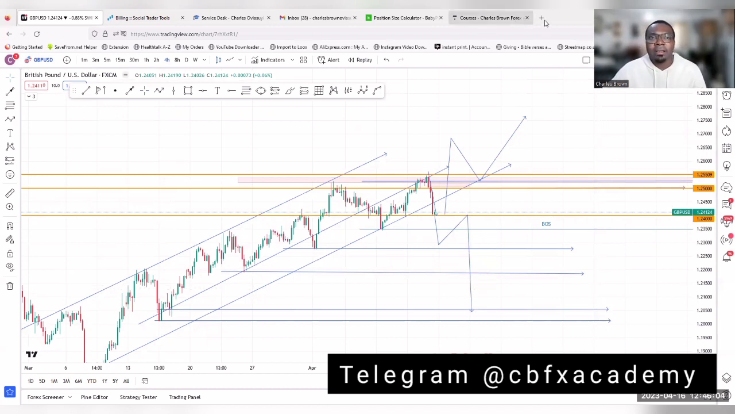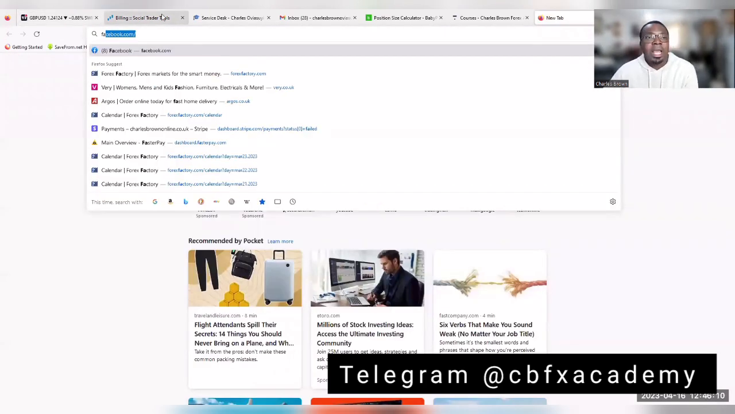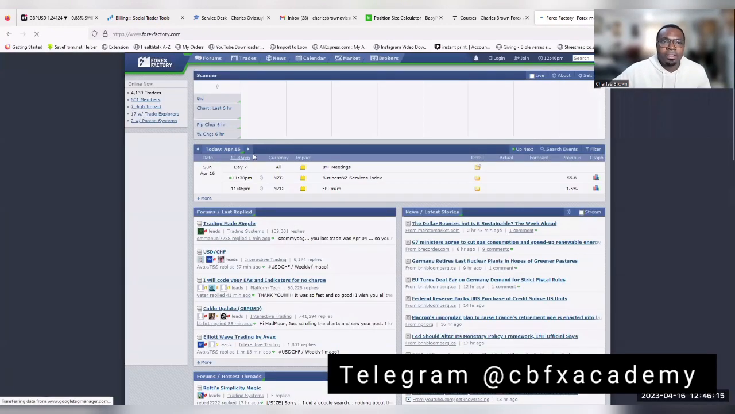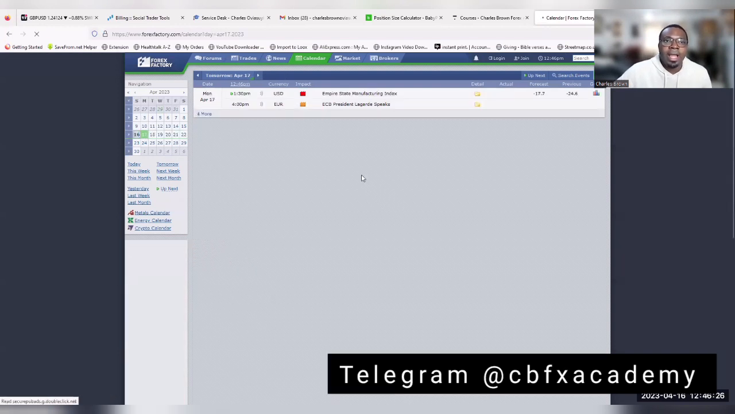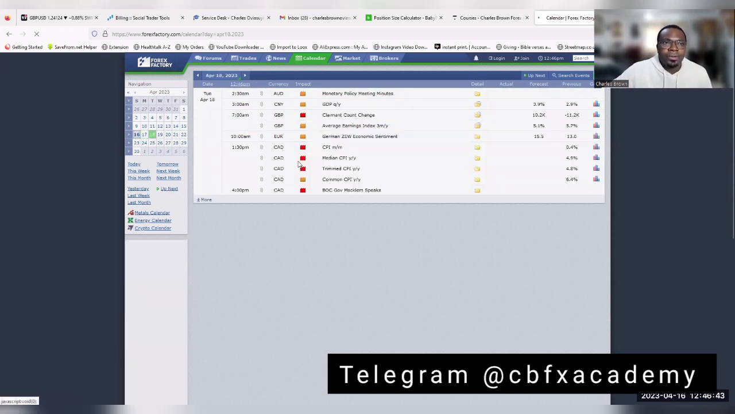Now let's look at the fundamentals quickly before we wrap up today. So we're looking at Forex Factory quickly, and then we'll be able to see what the market is holding for us. Now this week, we're looking at the calendar. Let's see what we have for week 16. Starting from Monday, which is the 17th, we have one news coming in. Empire State Manufacturing Index, maybe 130, but watch out for that. It's a high impact news according to Forex Factory.